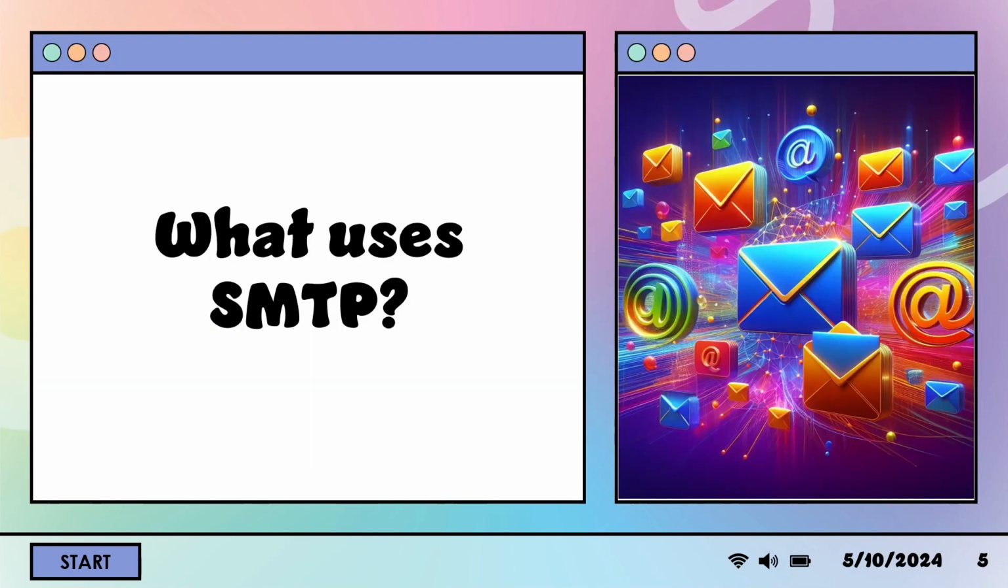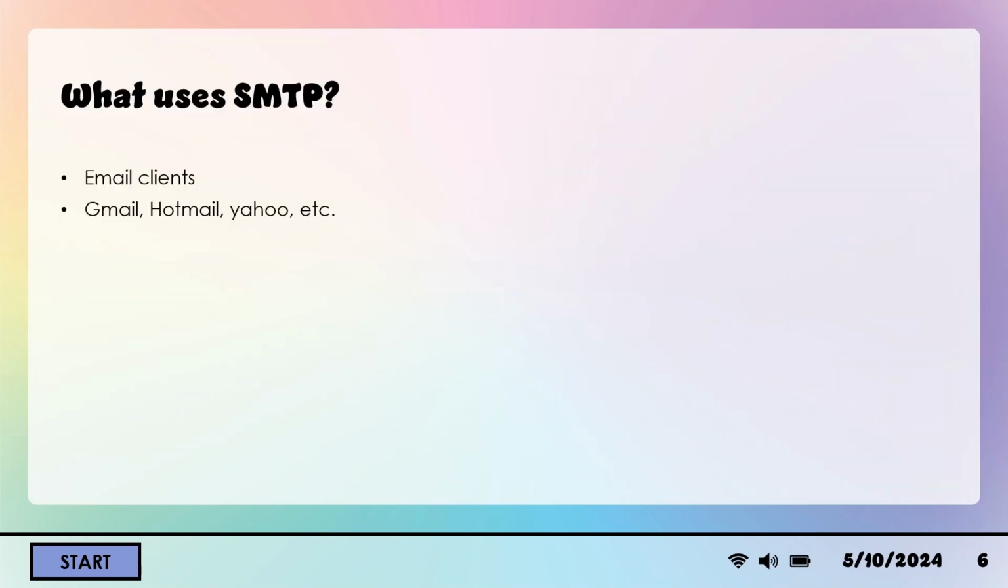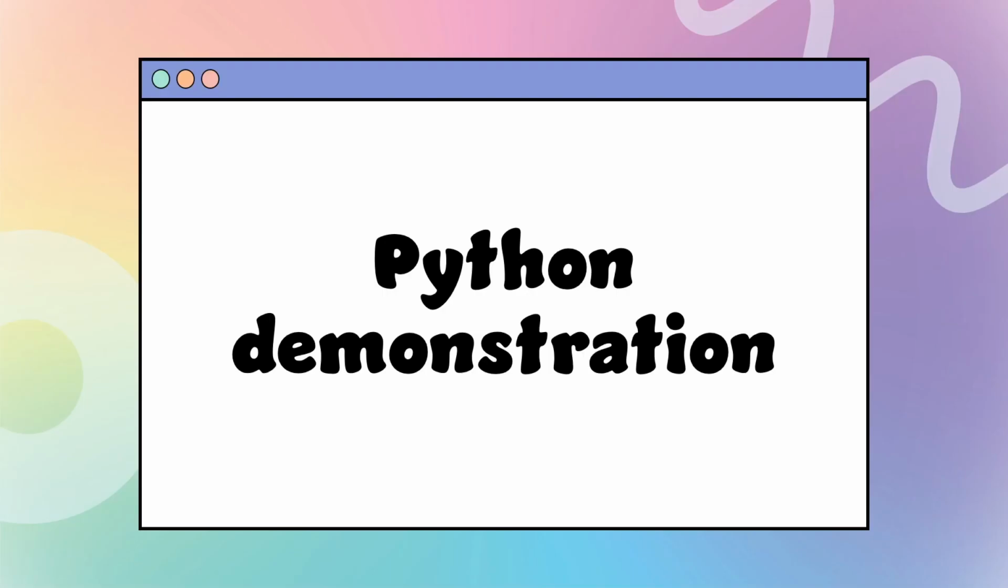Well, what actually uses SMTP? Pretty much everything. Email clients like Gmail, Hotmail, Yahoo, they all use SMTP. You've used SMTP. If you have a Deacon account and you have a Deacon email address, you have used SMTP. It's pretty common. I'm pretty sure you won't meet someone who hasn't encountered it. We all use it, so I think it's pretty interesting to see how it works. I'll give you a bit of a Python demonstration.